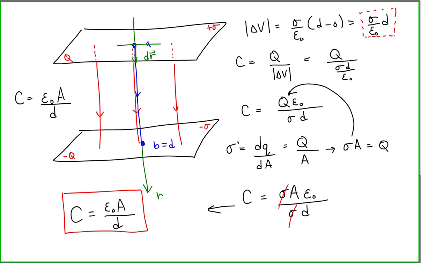Our capacitance also doesn't depend on the potential difference between the plates. The only thing the capacitance depends on here are the size of the plates and the separation distance of the plates. So this suggests that capacitance only depends on the geometry of the capacitor, not on the charge stored by the capacitor or by the potential difference.